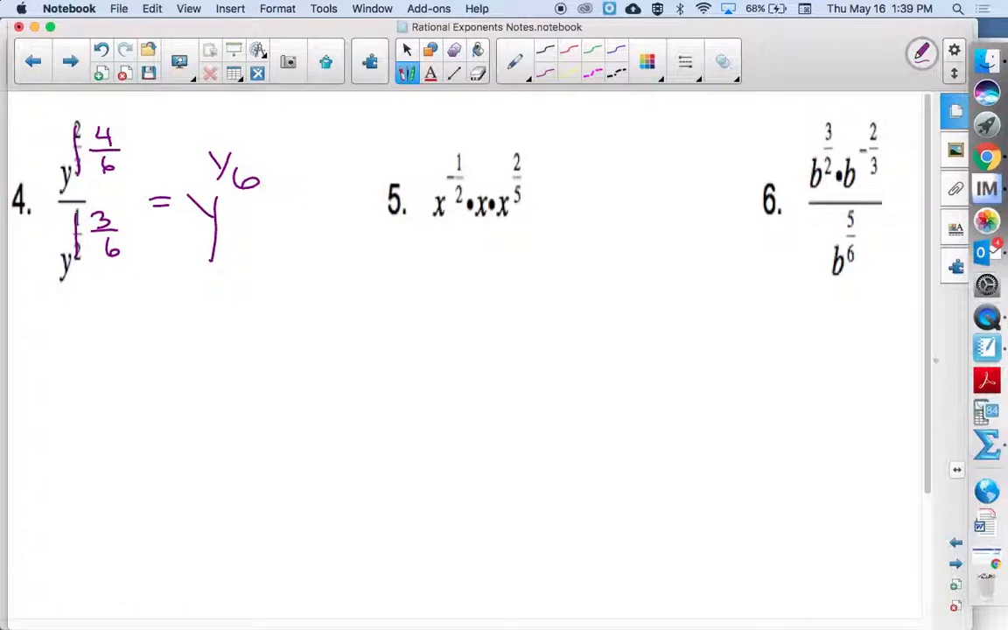Number 5, we have 3 exponents. A negative 1/2, the middle x has a 1, and then the last x has a 2/5. What would the common denominator be with those three? Kate? 10, yeah. So Kate, negative 1/2 would really be negative 5/10. 1 would be 10/10. And then 2/5 would become 4/10. So when you combine all those together, Kate, you end up with? 9/10? Yeah, 9/10.